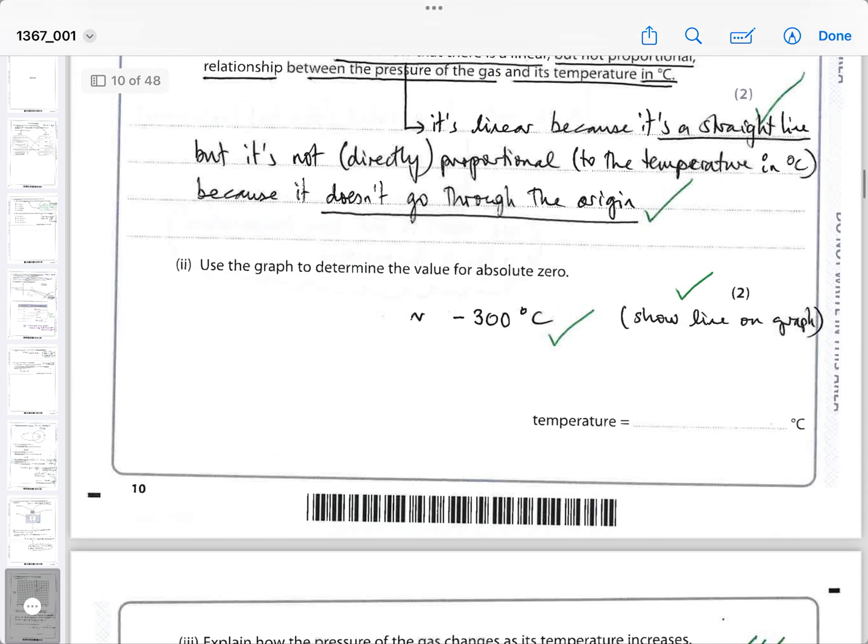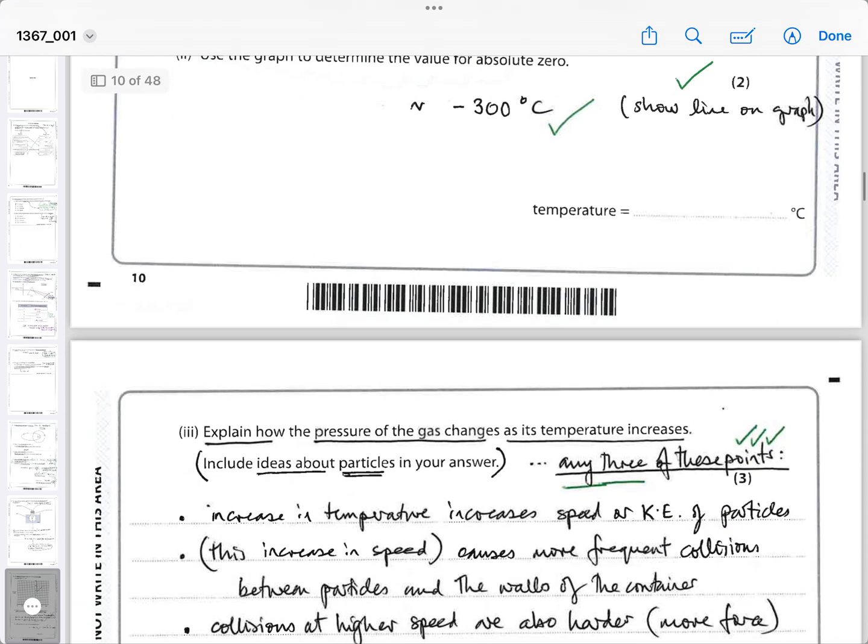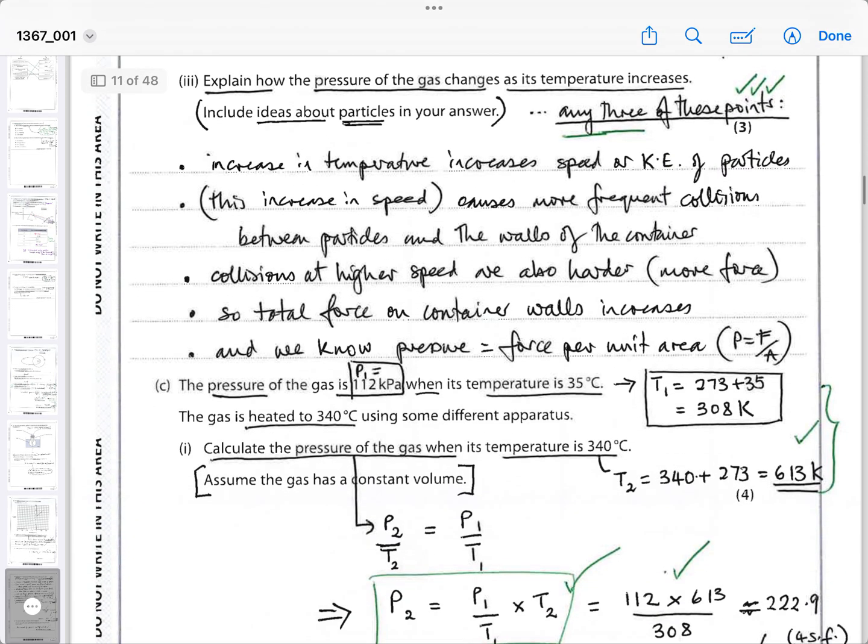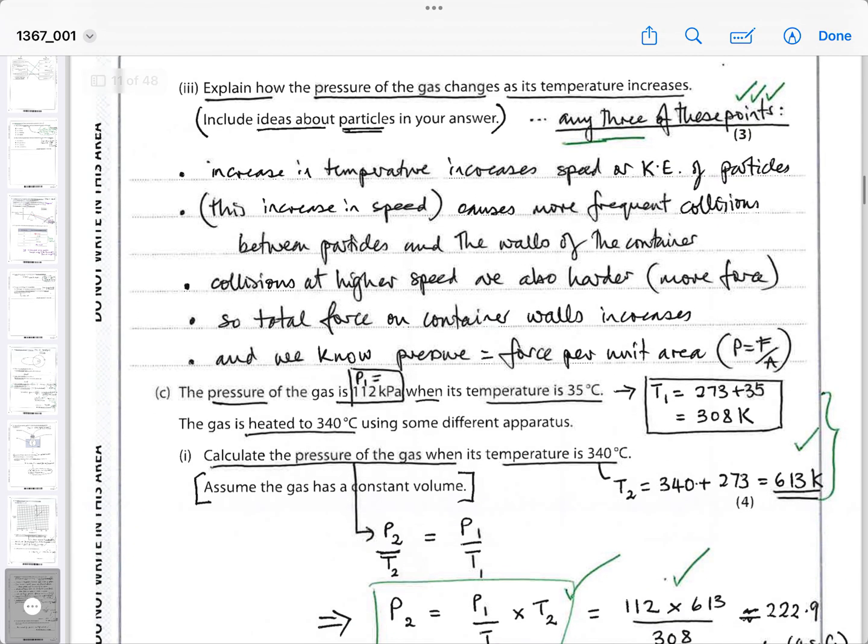Okay? So that's how you get the 2 marks for extrapolating, it's called, the line backwards all the way until it reads at what temperature the pressure will be 0. Okay? I've done it with students and they have got quite close to 270 or 280 degrees, so it can be done quite accurately as a class experiment.